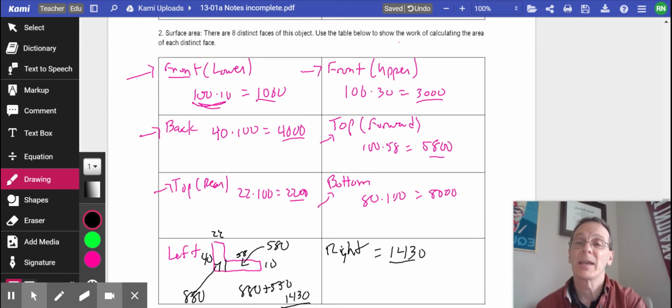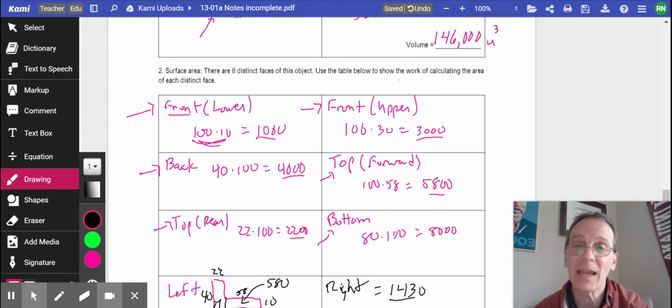Again, really not a simpler, faster process for finding the total surface area. There's no formula for total surface area. Really, we just used the rectangle formula for area over and over and over again.